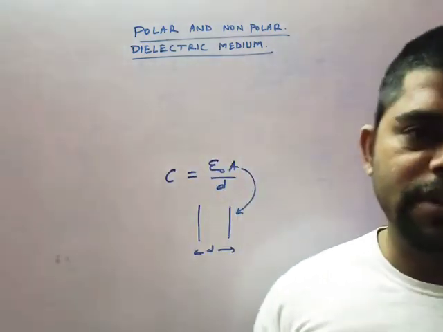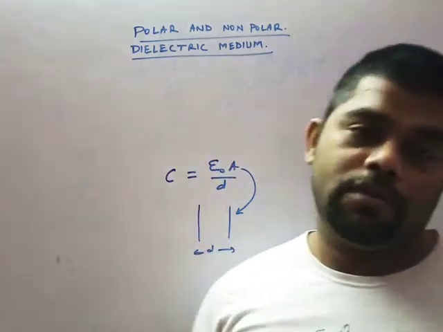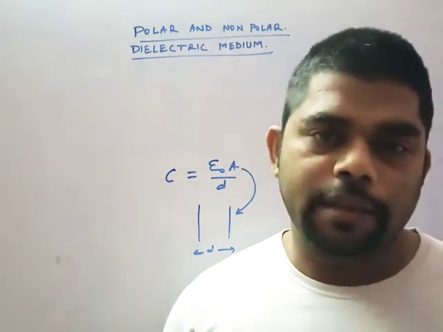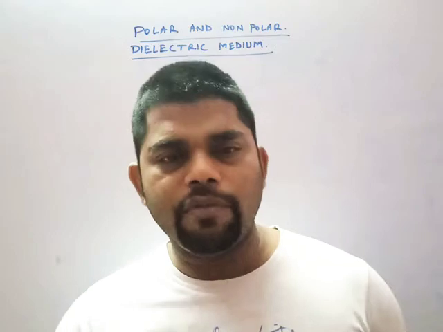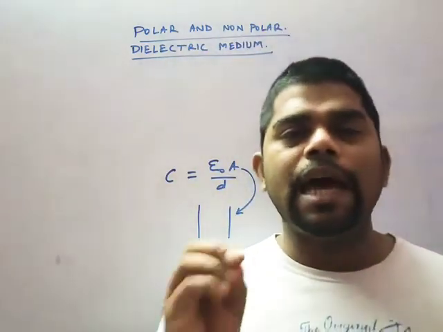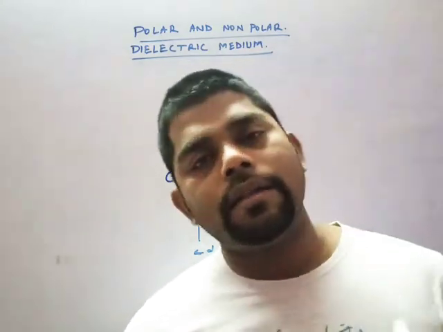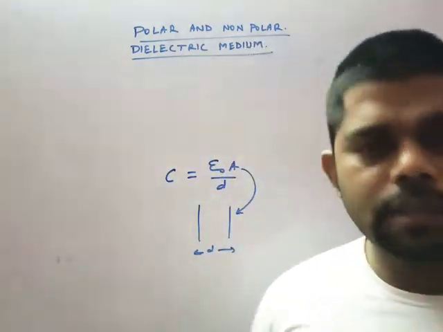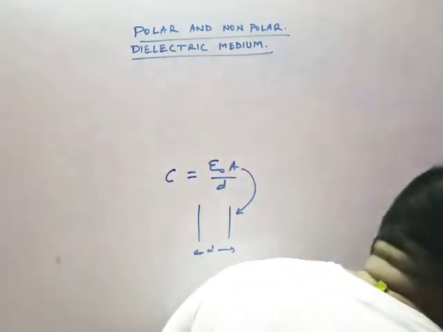So let me discuss first. Before that, let me again go over the topic of dielectric mediums. Now, in board examinations they have already asked about this polar and non-polar. So dielectric mediums are of two types. One is polar, another is non-polar. And the type of question they may ask is, how can we define polar and non-polar?